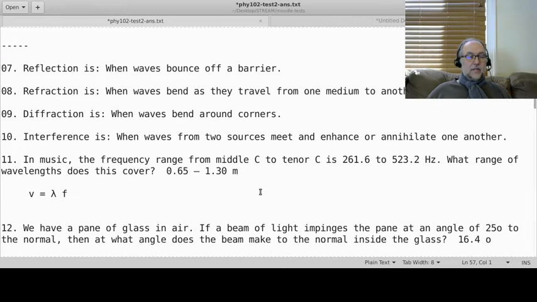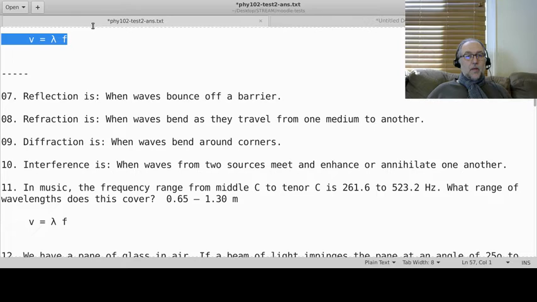Let's take a look at the next set of questions. They're also about waves, but they are basically just qualitative questions about waves. The first one was, what is reflection? Reflection is when waves bounce off a barrier. Absolutely trivial. It's just like reflection with particles. Particles hit a barrier and they bounce off of it. Waves hit a barrier, they will also bounce off of it.